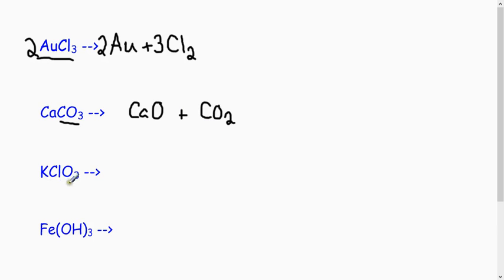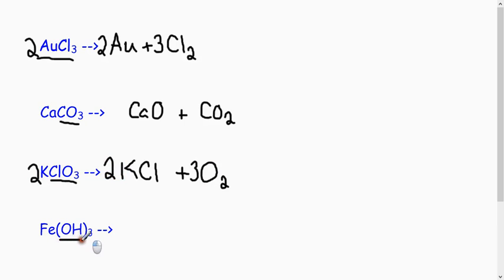KClO3. Again, this has more than 2 elements, so I look at the polyatomic ion. It is a chlorate. Chlorates decompose into chlorides, so first element with the chlorine, look up the charges, crisscross, and my other product for a chlorate is oxygen, so O2 will be my other product. And then to balance this out, I have 3 oxygens on the left, so I need to get to 6, so a coefficient of 3 on the right, coefficient of 2 on the left, and then a coefficient of 2 in front of the KCl.